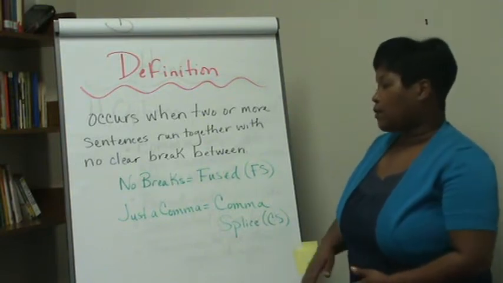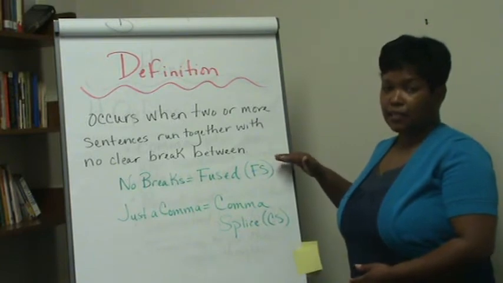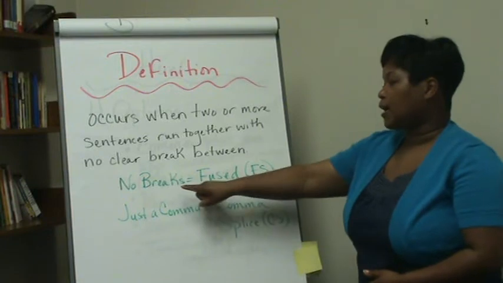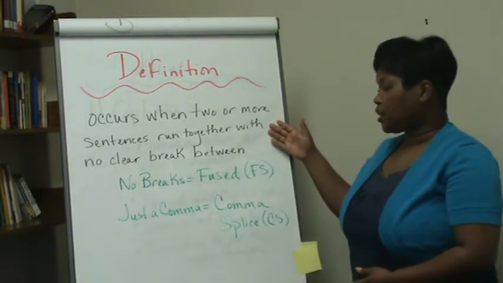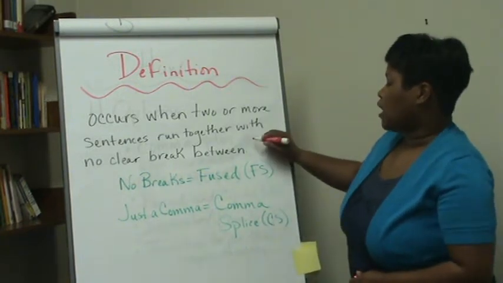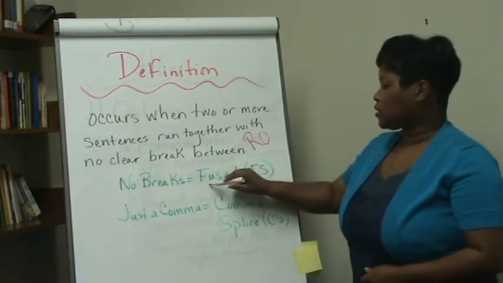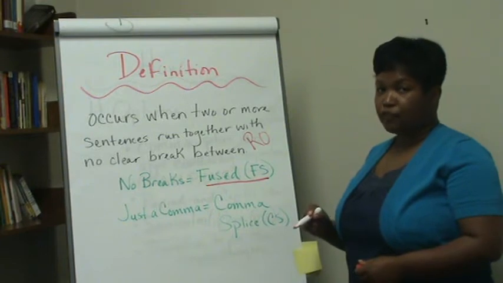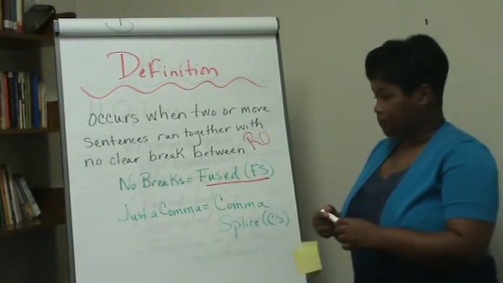I do want to clarify, though, that there are slight differences in the level of sentence level issues that might occur. Anytime you have no breaks between two or more sentences, it's a run-on, and oftentimes we will refer to run-ons with the short abbreviation RO. But you will also see sometimes in some handbooks the notion of an FS, a fused sentence. To fuse or to run on is essentially the same thing.